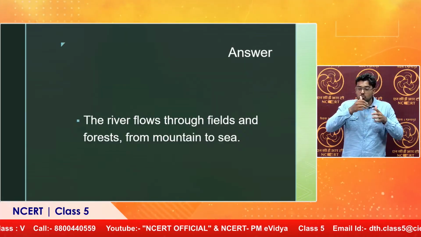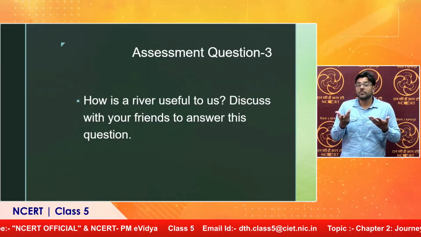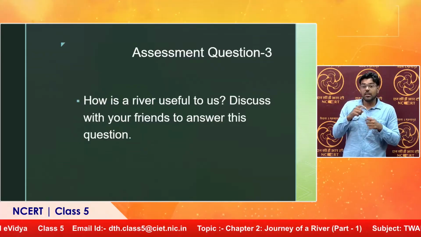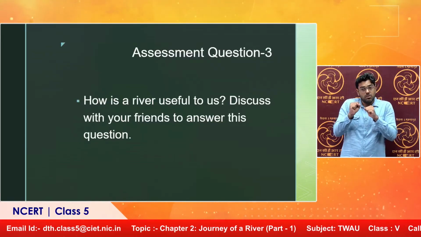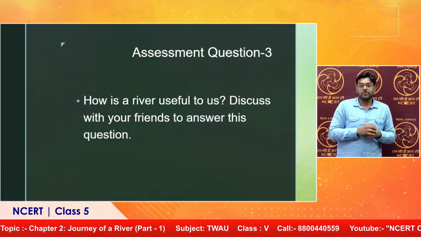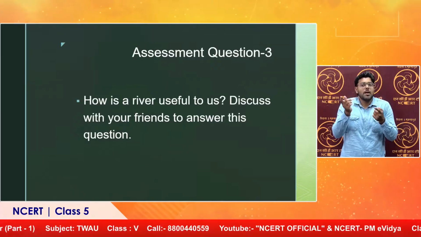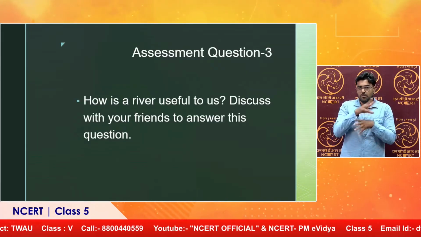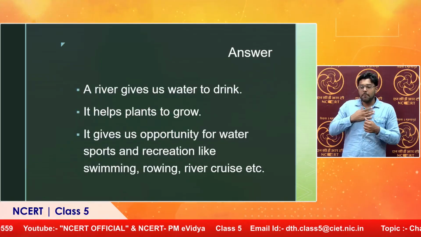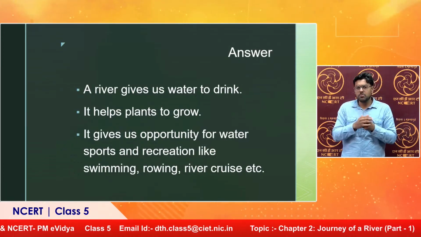And my last question for this activity is, how is a river useful to us? Discuss with your friends to answer this question. And mind you, this assessment question 3 has been designed to assess your sensitivity. When you collaborate with your friends, you will get help from them, you will help them, and you will behave in a good way with them. All this will be assessed in the field of sensitivity. And the answer to this question, dear children, is a river gives us water to drink, it helps plants to grow, it gives us opportunity for water sports and recreation like swimming, rowing, river cruise, etc.